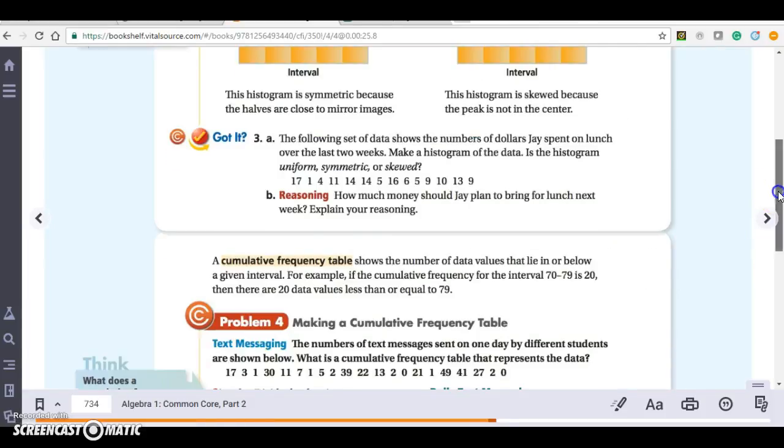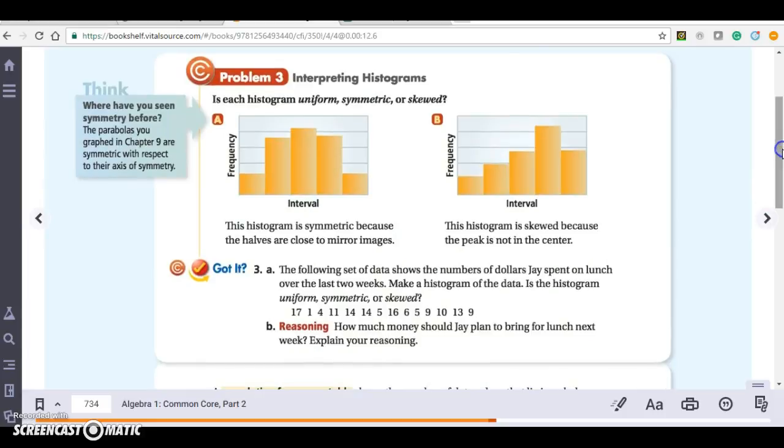All right. So let's take a look at A. It's problem 3. Is each histogram uniform, symmetric, or skewed? So here it says this histogram is symmetric because the halves are close to mirror images. If I break down the middle, it looks like they're the same on both sides. Here, this one is skewed because the peak is not in the center. So here's the peak over here, and so we say that it's skewed.